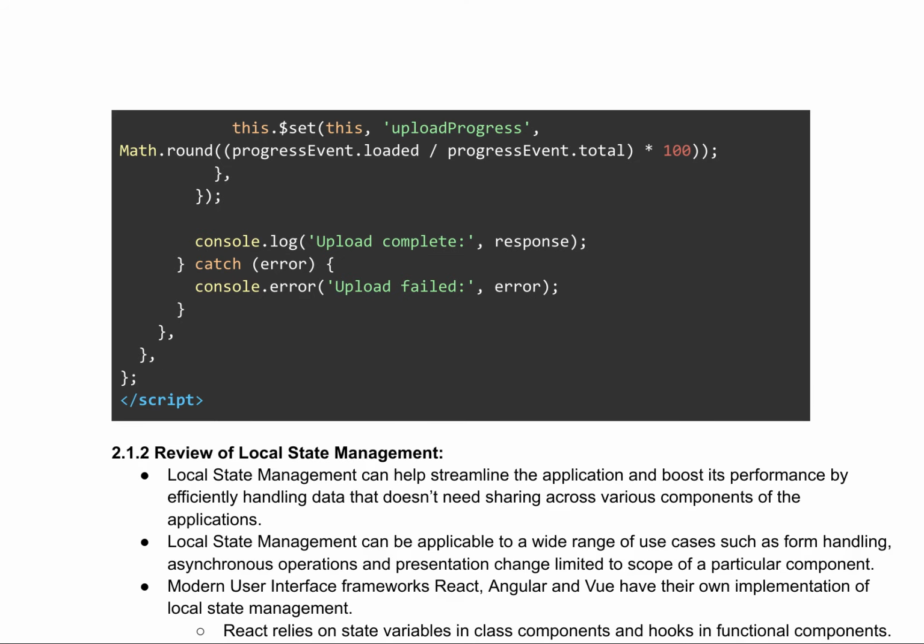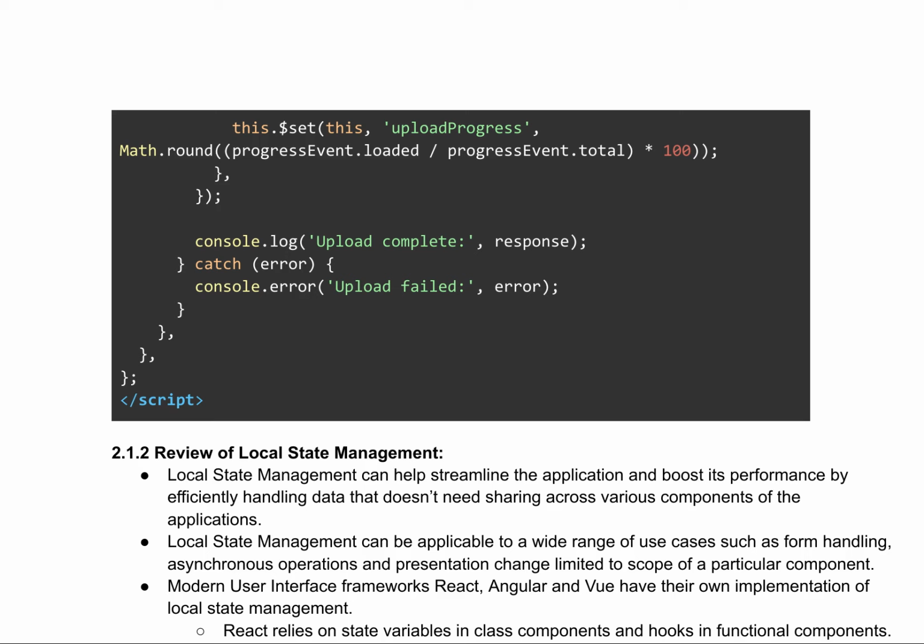In the realm of modern user interface frameworks, local state management is a technique employed to efficiently handle data that does not require sharing across various components of an application. Frameworks such as React, Angular, and Vue each have their own implementation of local state management. For instance, React utilizes state variables in class components and hooks in functional components. Angular leverages class properties with multiple options for initialization. And Vue employs a special method, data, to implement and return local state variables.